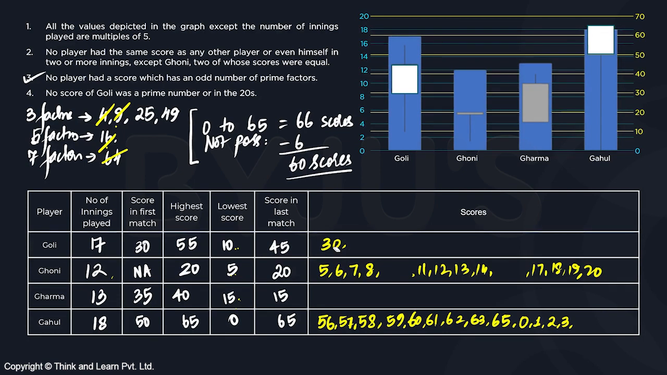And minimum 10. 10 is going to be there, of course. Lowest score is 10. Then we can't have 11 onwards up to 20. We can't have 21 to 29 because the fourth condition says so. So we can start with 30. 31 is a prime number, we can't take that. Next we can take 32, 33, 34, 35, 36. We can take all of that.